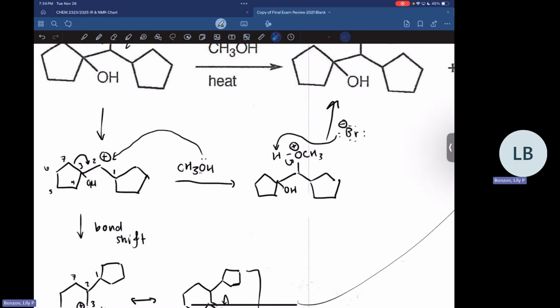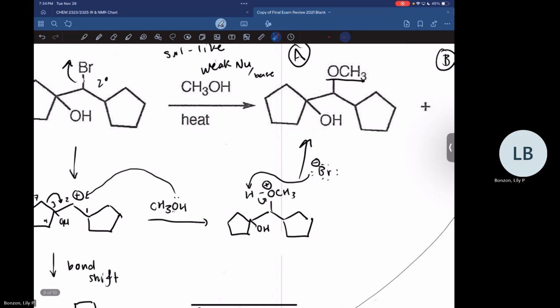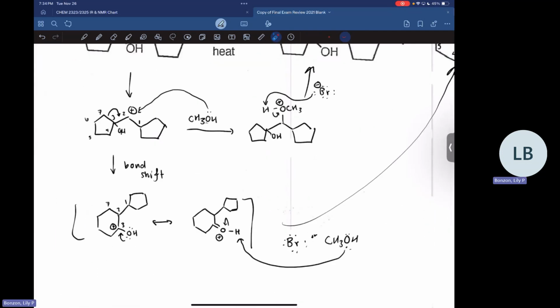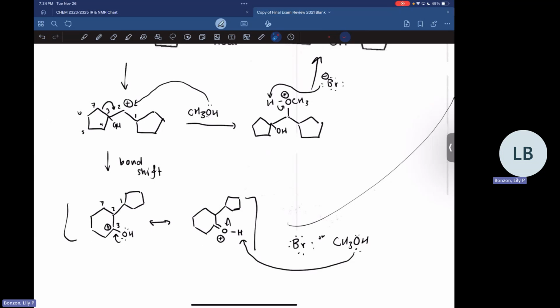CH3OH is our nucleophile. So that whole molecule is going to attack, and then it still has that hydrogen on it. So the last step, we just have to show that it's deprotonated. And then it's kind of the same thing for the other half of the mechanism. We just do the bond shift, we do a resonance structure, and then we just have to deprotonate that oxygen to form the neutral oxygen.